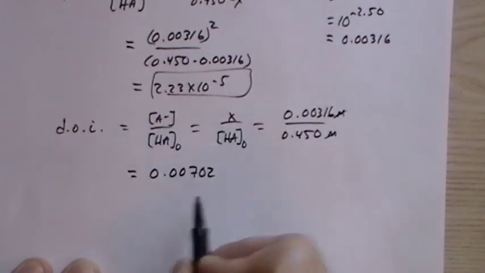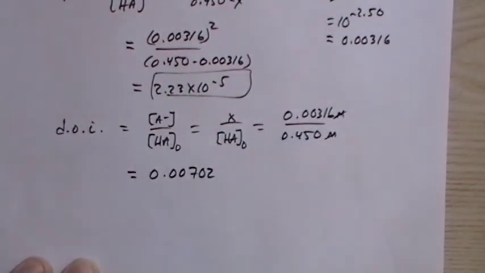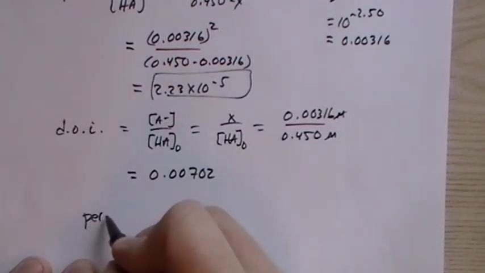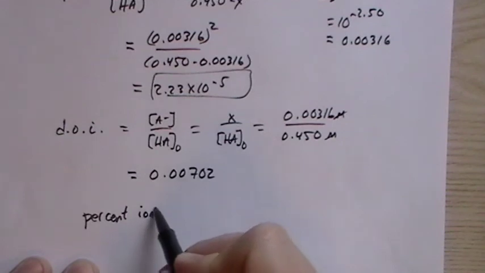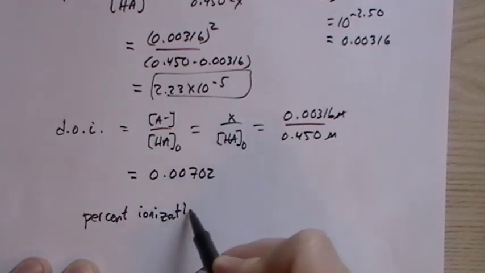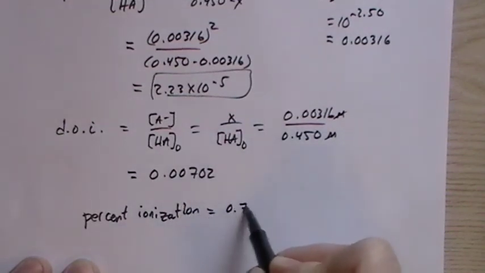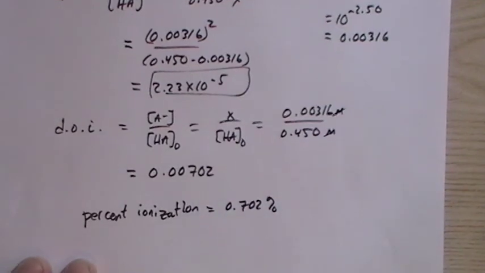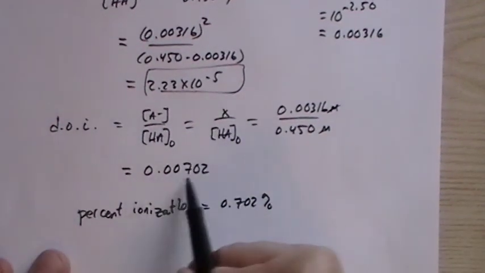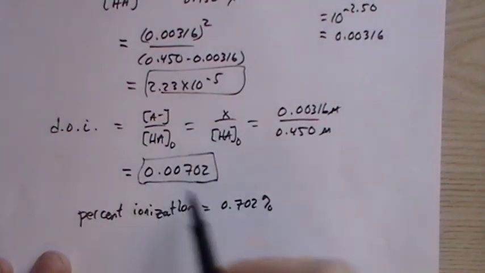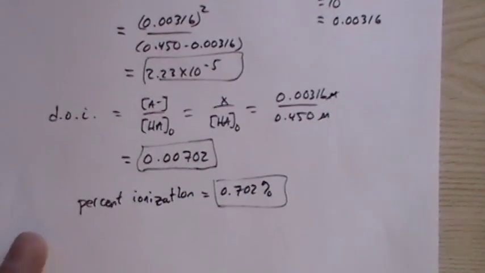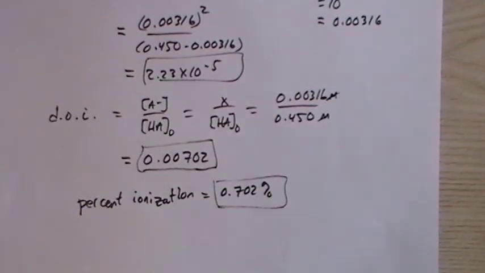0.00702. That doesn't tell me as much as putting it into terms of percent ionization, which would be 0.702%. So it's less than 1%. It's harder for me to get information from this than from this. That's why we do convert to percentages. Okay, and that's it.